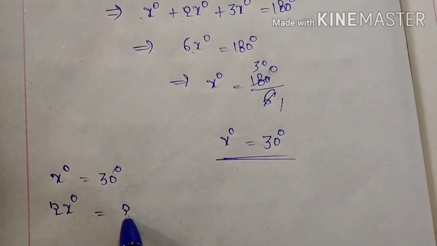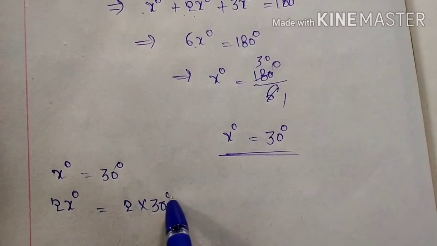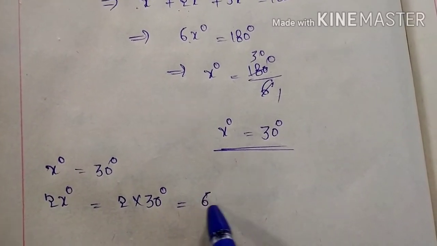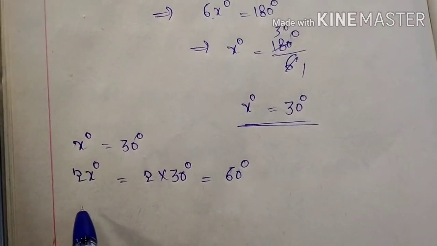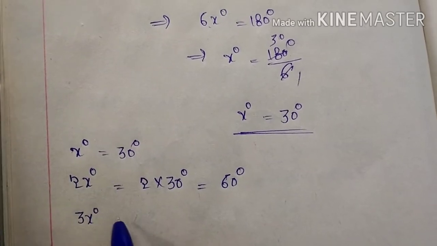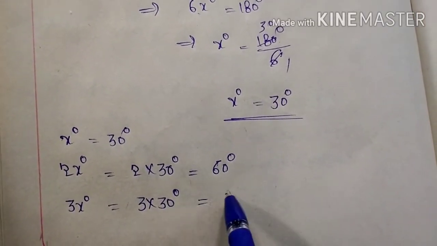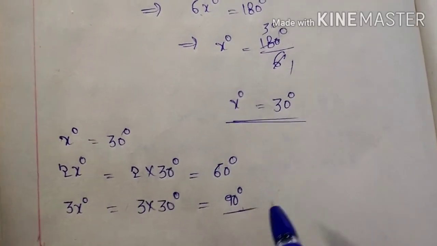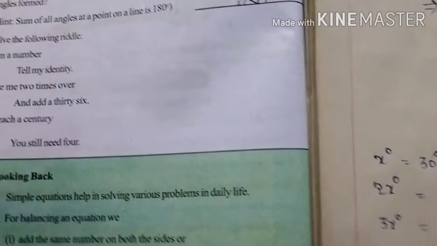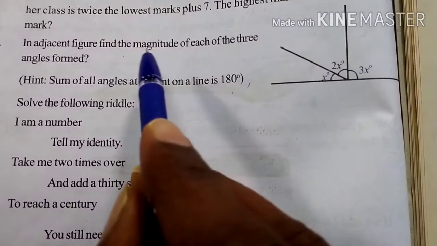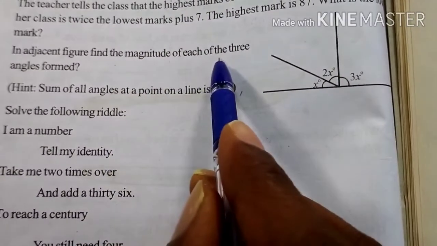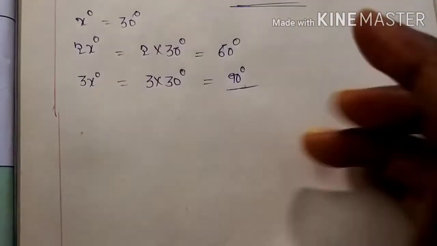That means here 2 into 30 degrees is equal to how much? 60 degrees. Next here 3x degrees is equal to 3 into 30. 3 threes are how much? 90 degrees. Therefore, see in the question what they are asking.